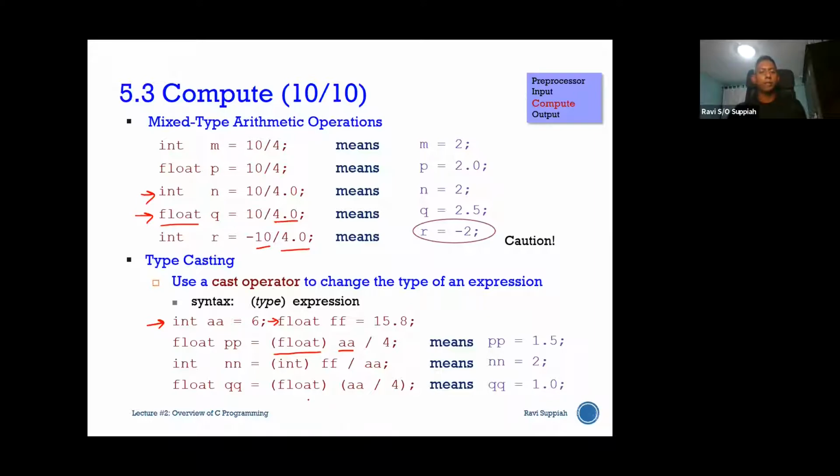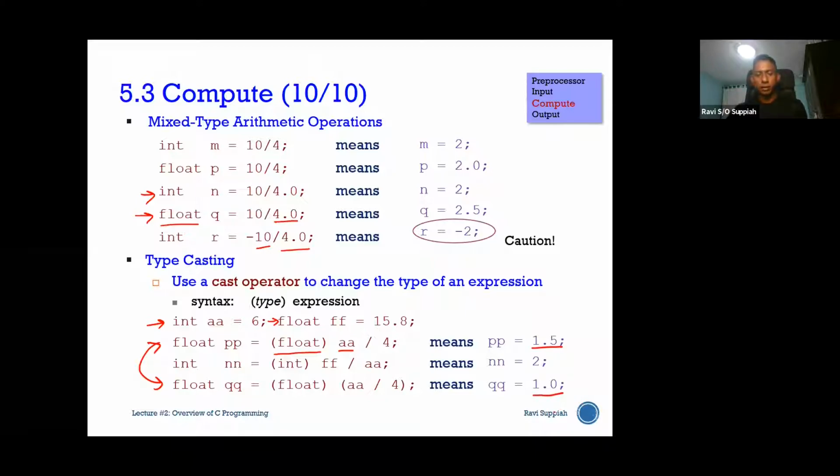Okay, and let's look at the last one. In the last one, I have float AA divided by 4. Now, float AA divided by 4, AA is 6 divided by 4, and I'm casting it to float. All right, but if you look at this and this, what is the difference? Why is it in one case I get the 1.5, the other case I only get 1.0?